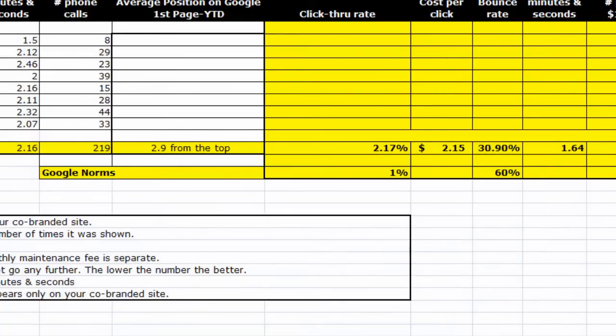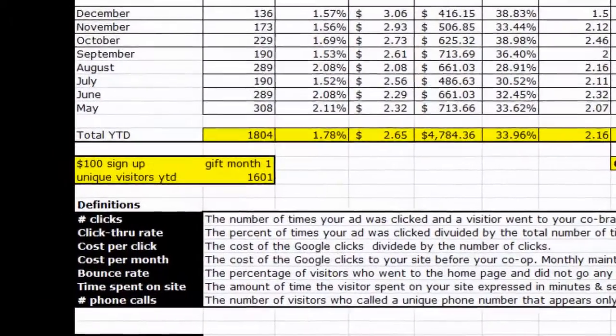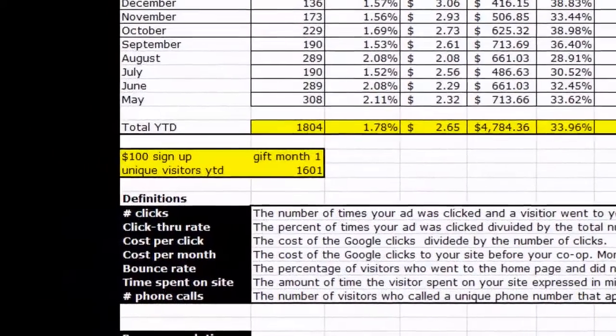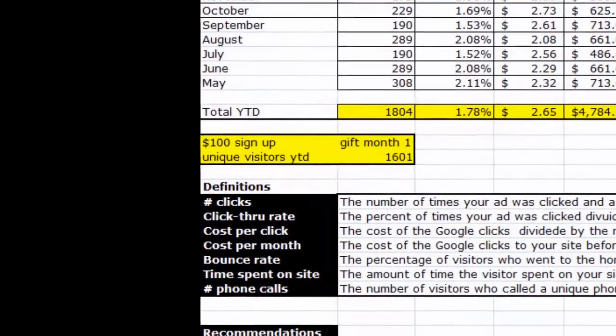The bottom column that is marked Google Norms is actually what I had mentioned earlier about the click-through rate being an average of 1% and the bounce rate being an average of 60%. On the lower left-hand side, that is highlighted, there's a $100 sign up that is given to each distributor the first month that they're in with the program.